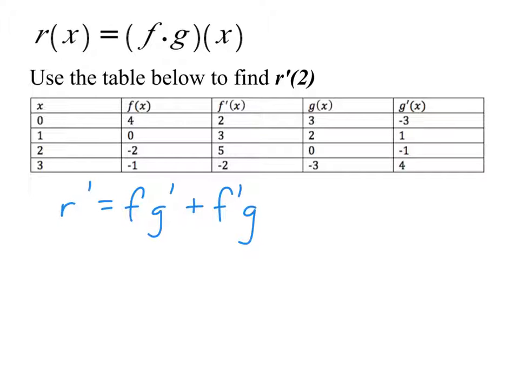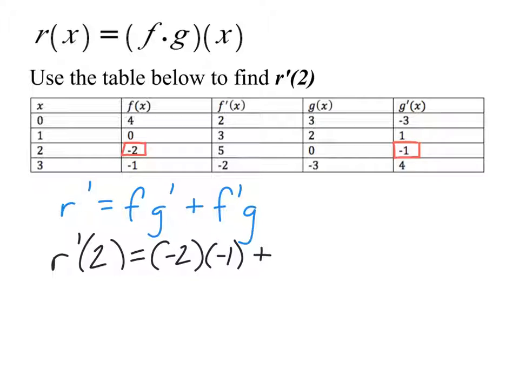So if I want to figure out what r prime of 2 is, then I'm going to figure out what f of 2 is. Okay, so I can look up in my table. f of 2 must be right here. And so that's going to be negative 2 times g prime of 2. Why do you know it's negative? Because this is the table. We're just saying, go to your table. Just look at g prime of 2. That would be right here, the negative 1. All right, so then that's going to be negative 1 in there.